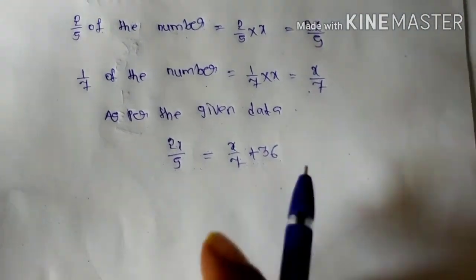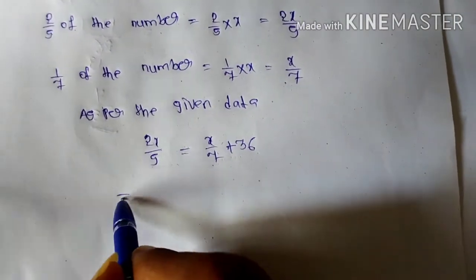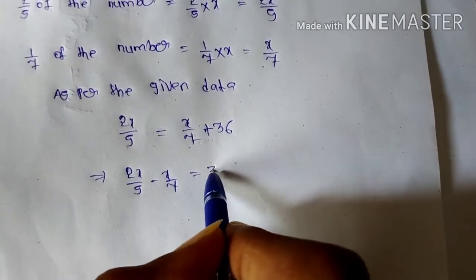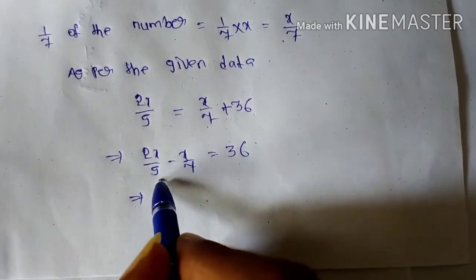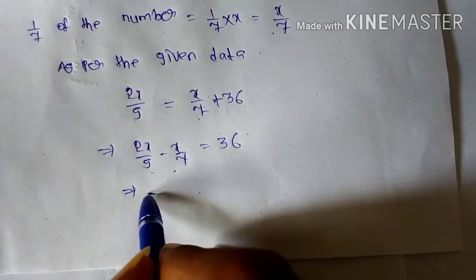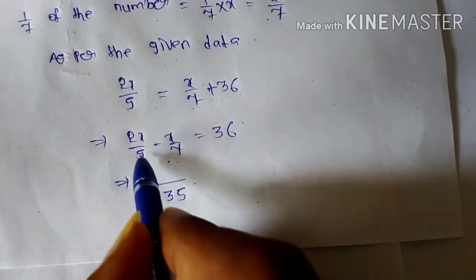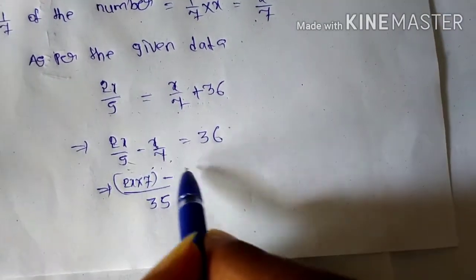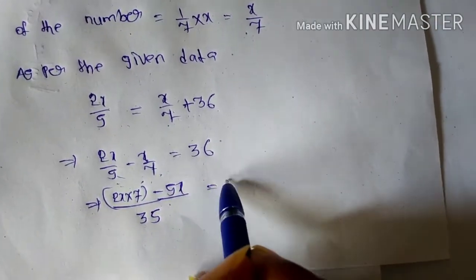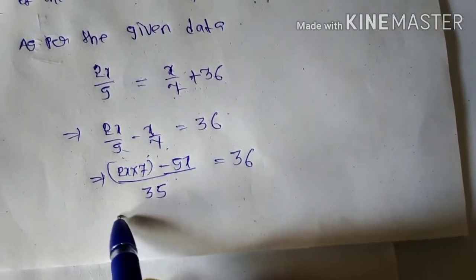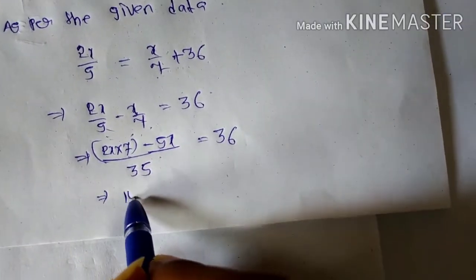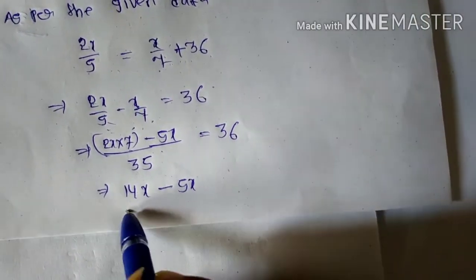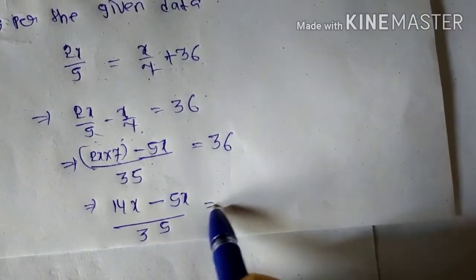Just convert your variable to the LHS. You know how to convert here. 2x by 5 minus x by 7 is equal to 36. In the next step, you know how to do cross multiplication or LCM. 5 times 7 is how much? 35 here. 2x into 7 minus x into 5. That means can I write directly 5x? I hope you understand. Next I am writing here 36. See here, 2 times 7 is how much? 14x.